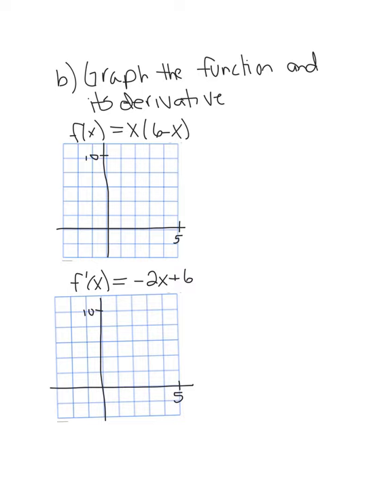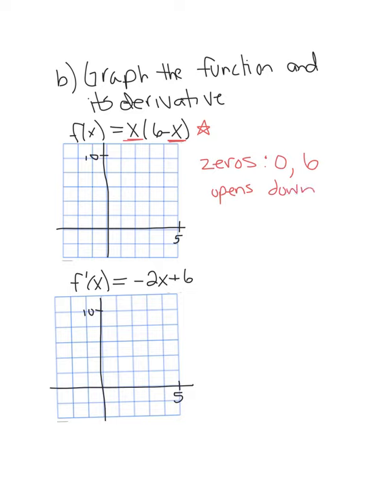I rewrote our function x times (6 minus x), and I rewrote our derivative that we found, negative 2x plus 6. So before we can graph, I do want to go through a couple of things. Because this is in factored form, we know basically all of this information already. We can easily find our roots, or our zeros. We know that we have one of them at 0, and the other one at 6. We know that this is going to open down.